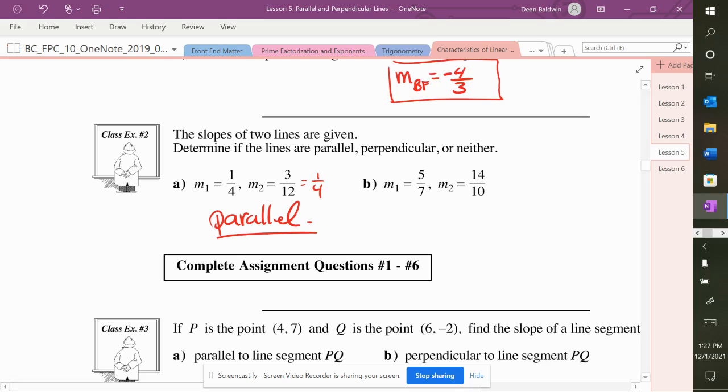So 5/7, 14/10, parallel, perpendicular, or neither. Are they perpendicular? For them to be perpendicular, one of them has to be negative, right? And they're not parallel, because I can reduce this fraction to 7/5, but that's not the same, right? I need the negative. So these are just neither. They're nothing. They're nobodies.